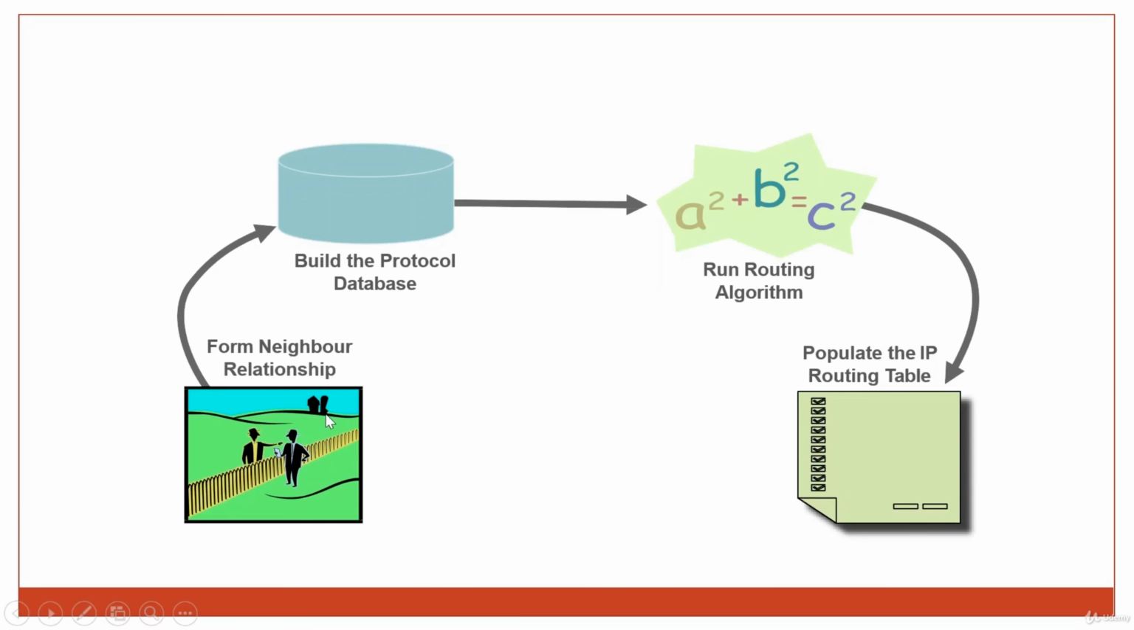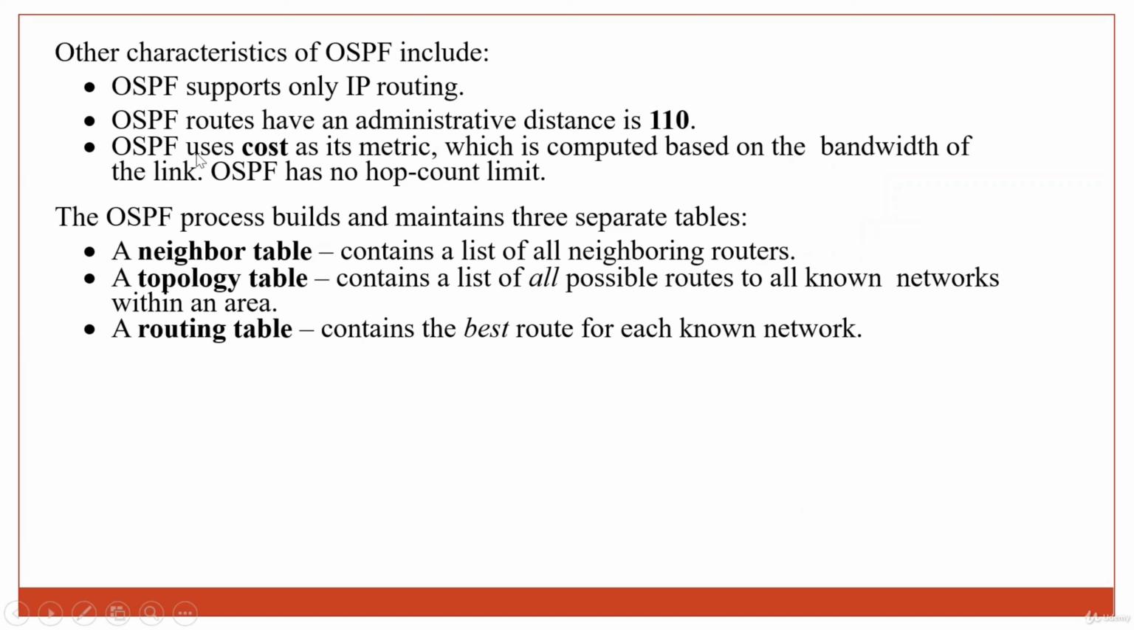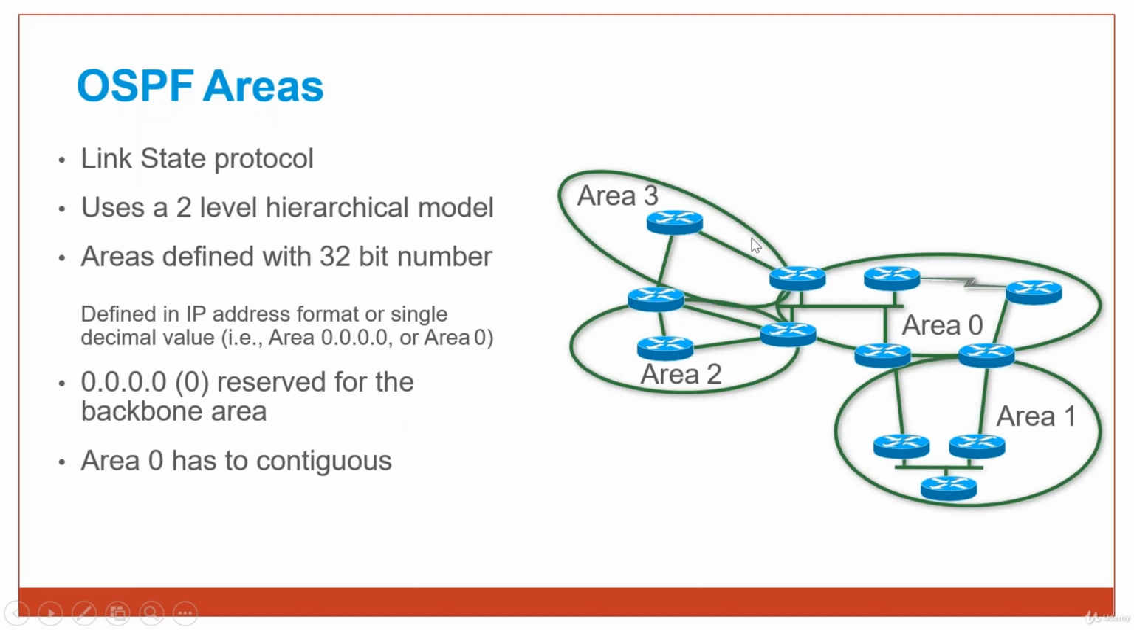So here you can see that first of all they form the neighbor table, then they form the database, then they run their algorithm, that's the SPF algorithm, Dijkstra's SPF algorithm. Finally, they will form the best path table, that is the routing table. OSPF supports IP routing. Their AD value is 110. Their metric is cost. They are going to form the neighbor table, topology table, and routing table.